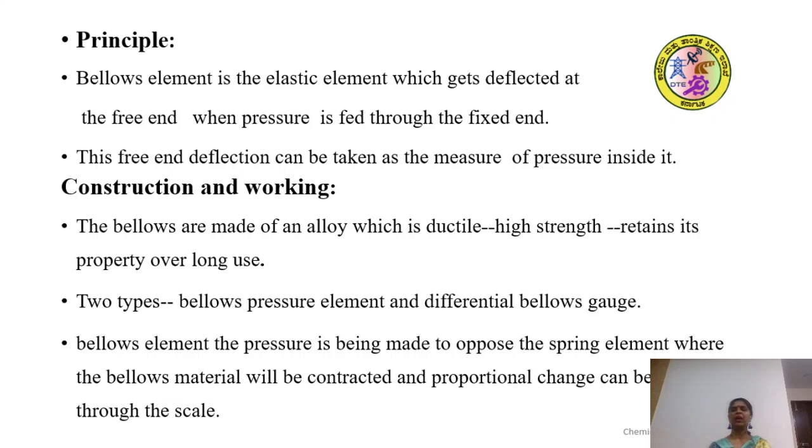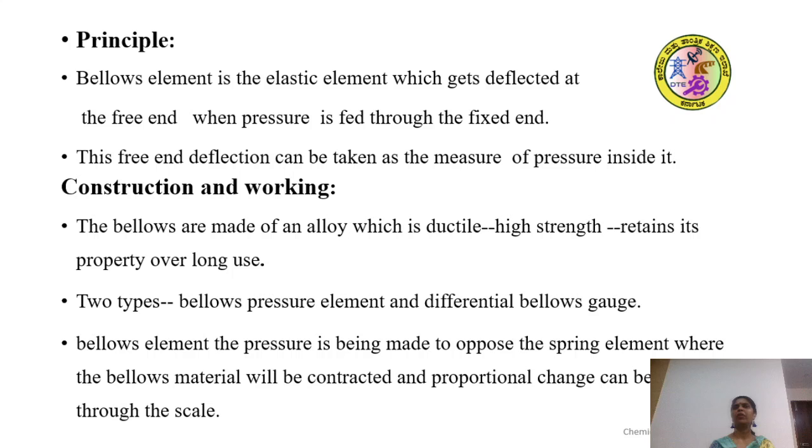So the principle of working here also is the same as the diaphragm pressure gauge. Due to the application of the pressure, there will be a deflection in the pointer arrangement by the compression of the bellows on application of the pressure. So what is bellows? Bellows is an elastic element, a thin-walled metallic cylinder with a flexible elastic element which gets deflected at the free end when the pressure is fed to the fixed end. The free end deflection can be taken as a measure of the pressure inside it.